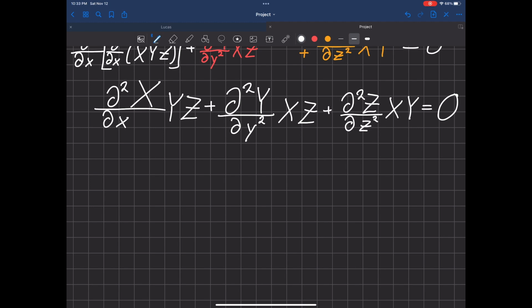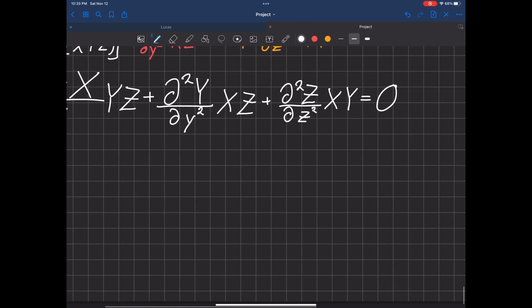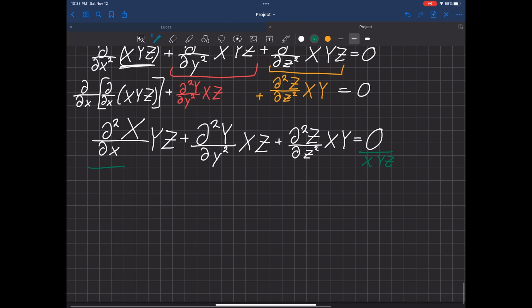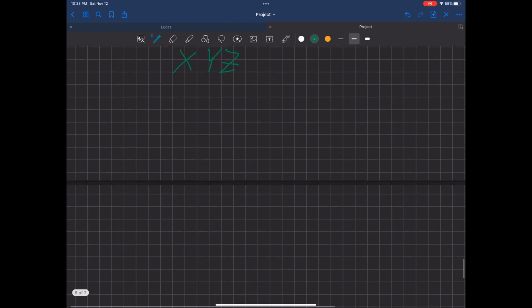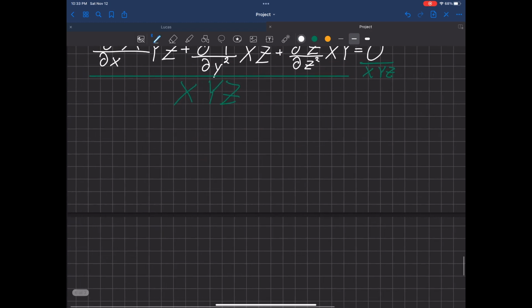Now, we are going to divide both sides by this whole thing, by X, Y, Z, which is our potential. So let's do that. Divide by X, Y, Z. These are the functions, keep that in mind. Okay. So, bring up a new page. What's that going to do for us?